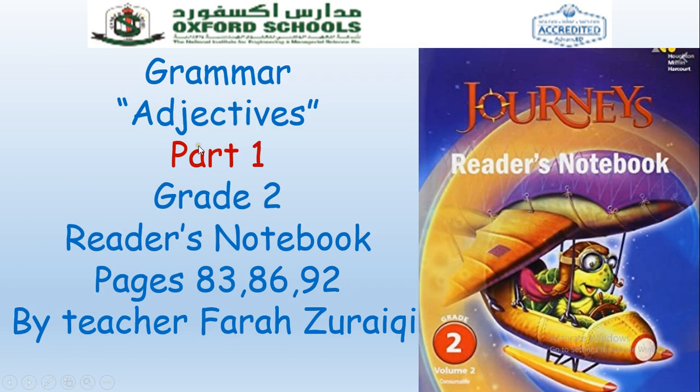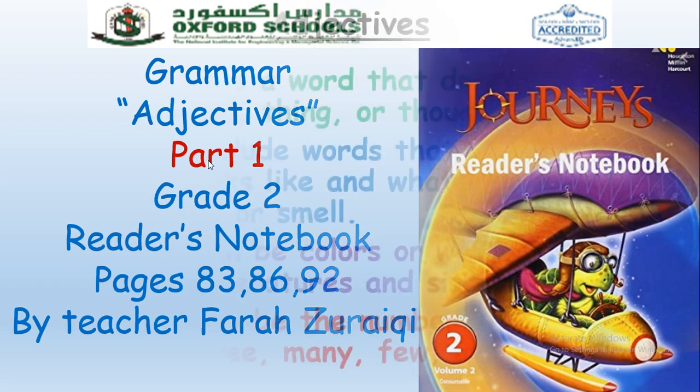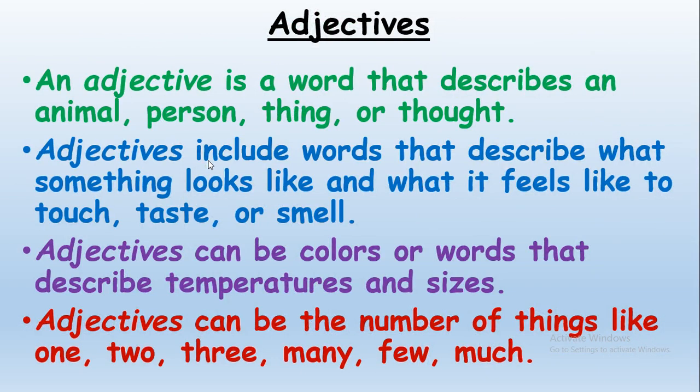Alright, kids, today's video we'll be talking about a grammar lesson, adjectives, and this is part 1. Alright, so let's get straight into it. So, when you read the word adjectives, what occurs to your mind? We've previously talked about nouns and verbs. Adjectives are words to describe nouns. So if you come across any name of anything, that is a noun, you'll be able to describe it with adjectives.